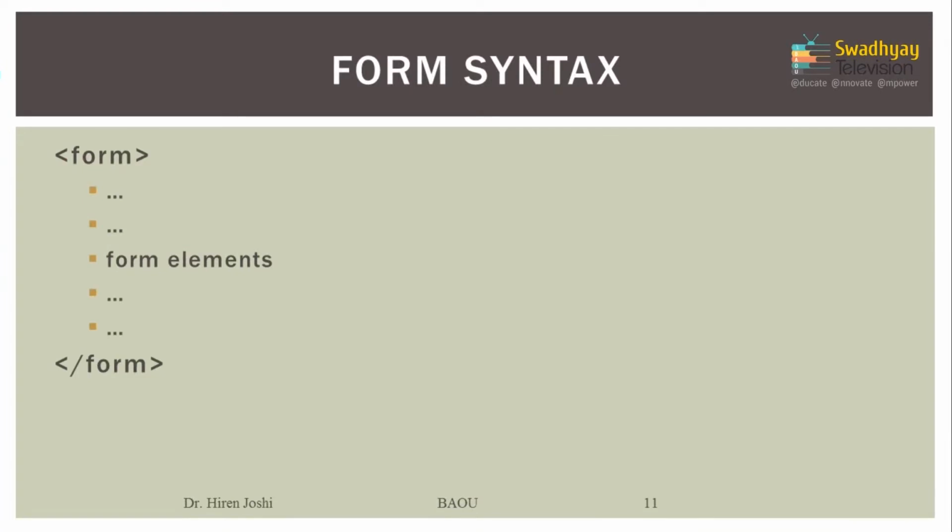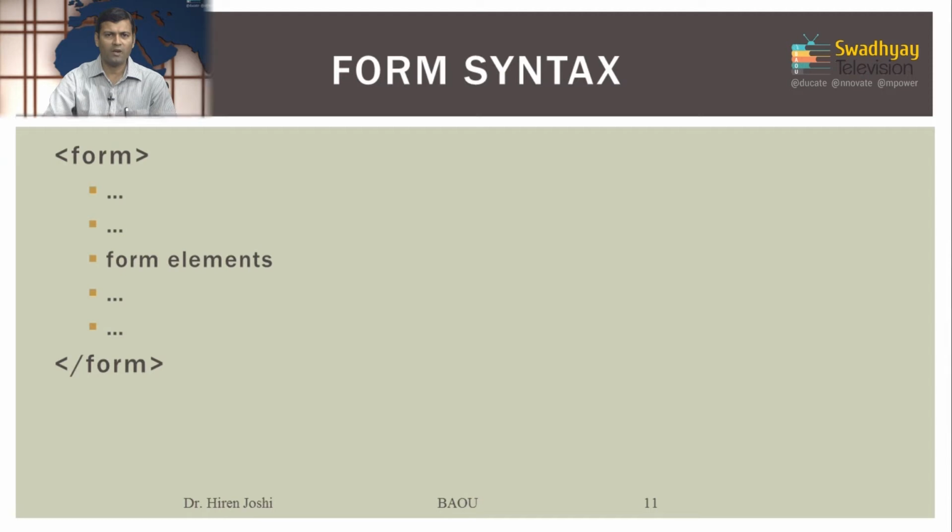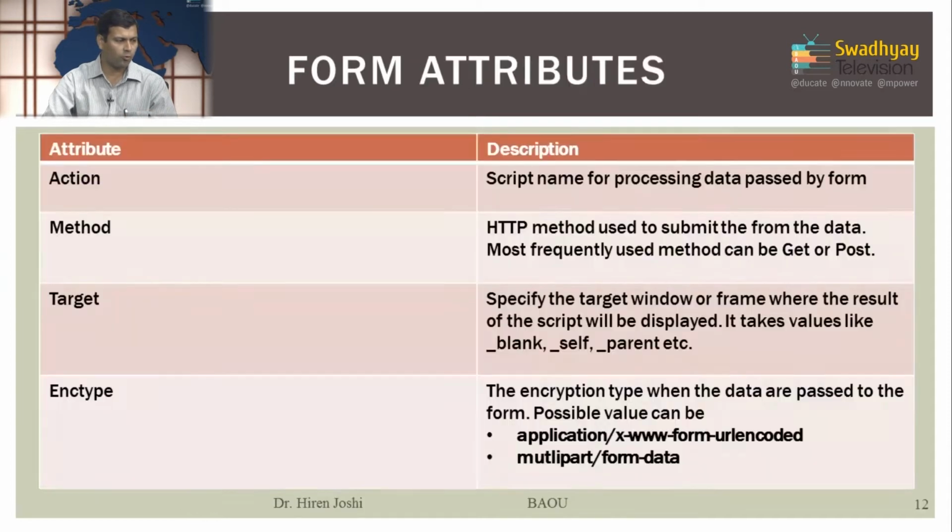This is the general syntax for form. You should write form, then you can write form elements, and to close the form, /form. So, this is the general syntax for form. Form has many attributes, but these 4 are main. The first one is action. In the action attribute you should write the name of the script which is used for processing data passed by the form.